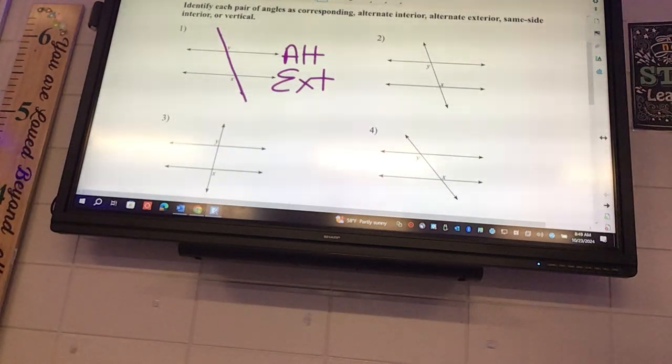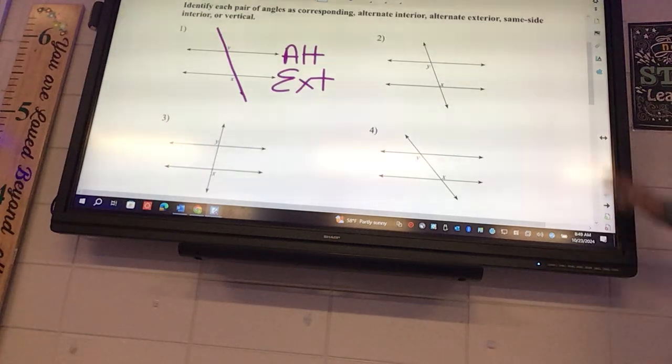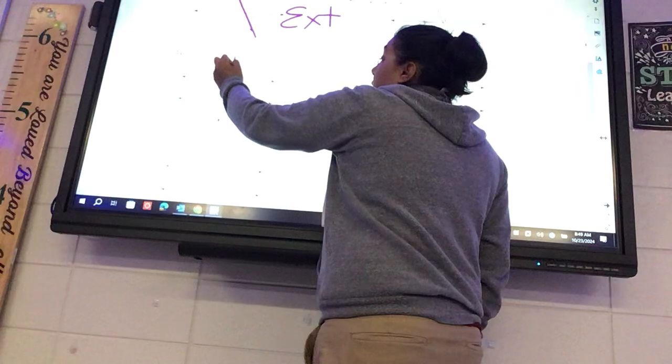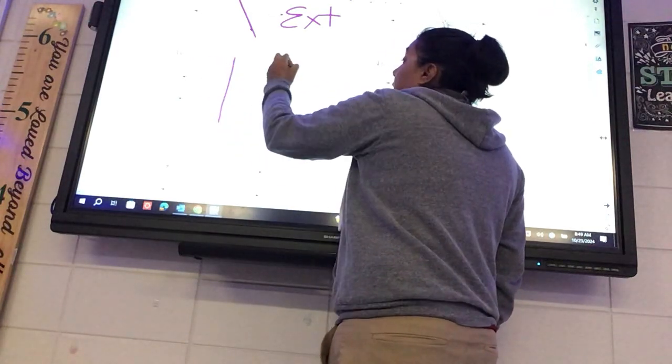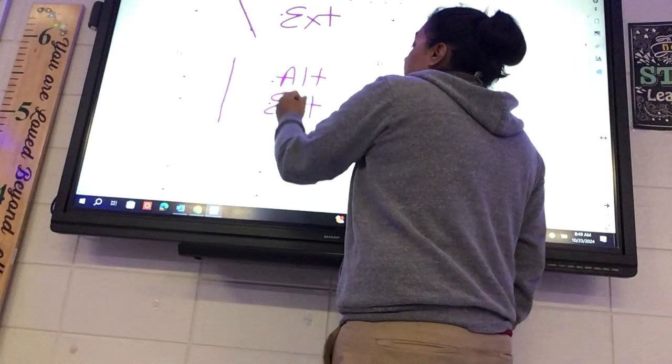Okay, look at 3. Where is Y? It's on the outside. What about X? Also outside. So these have to be alt exterior. Again, this is the transversal. We have one on one side, one on the other side. So this is alt exterior, or you could say AE.